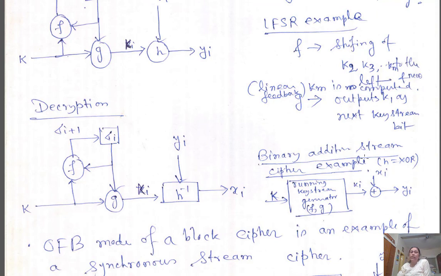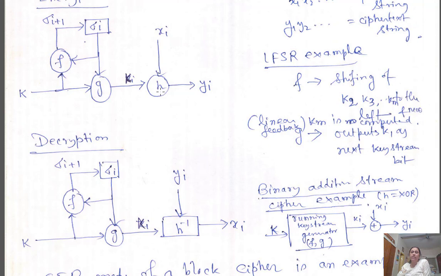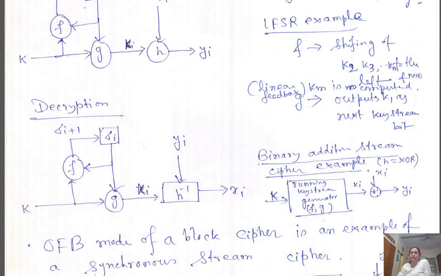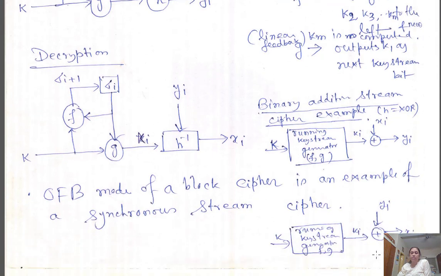For the binary additive stream cipher example also, and for LFSR, we take this H function to be the XORing function. This H inverse is also XORing. Both H and H inverse are XOR functions. The key stream you generate by running the key stream generator. Essentially F and G together form the key stream generator. The whole thing is the key stream generator. You generate the key stream, you update the state, and you generate the next key stream like that. So the key stream generator is given by this pair F and G.